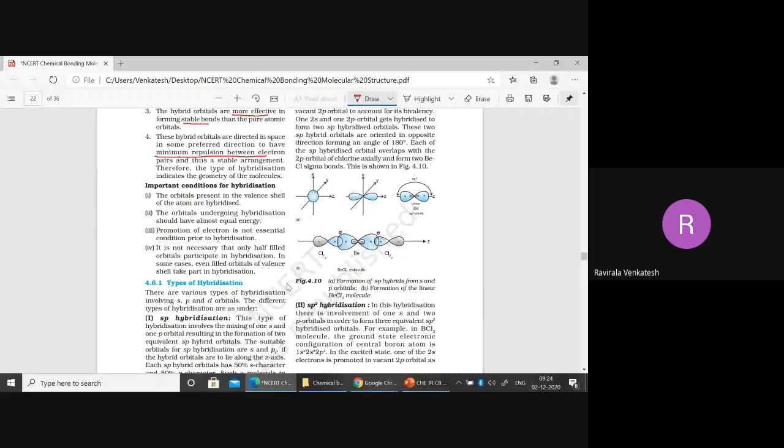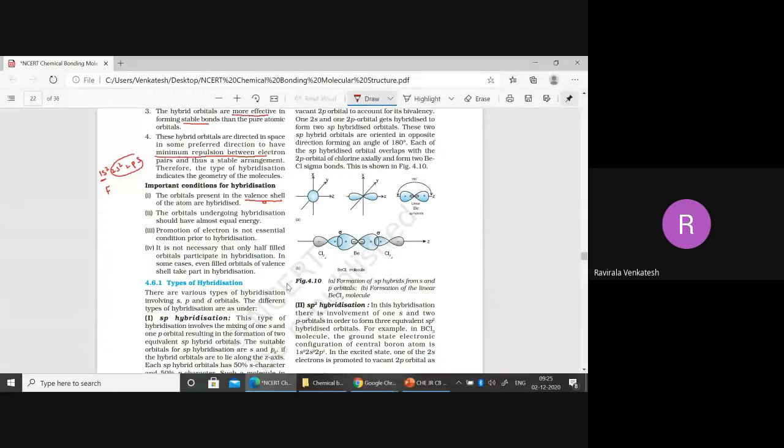Now, next important point: the orbitals present in the valence shell of the atom are hybridized. Which orbitals will be involved in the hybridization? If they ask the question, which orbitals are involved, beta? Valence shell orbitals, the last shell orbitals, will be involved in the hybridization. For example, the fluorine configuration is 1s2, 2s2, 2p5. Which will be involved in hybridization? Last shell, not the inner shell.